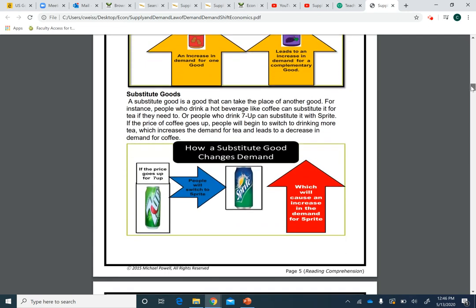Substitute goods, right? So this is a good that takes the place of another good. People who drink coffee can substitute it for tea. People who drink 7-Up can substitute it with Sprite. If the price of coffee goes up, people will switch to tea to save money. That's pretty much how it works.